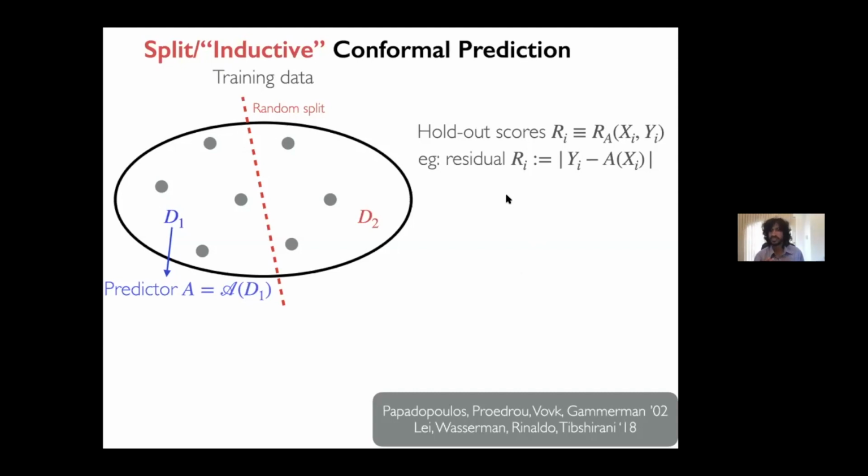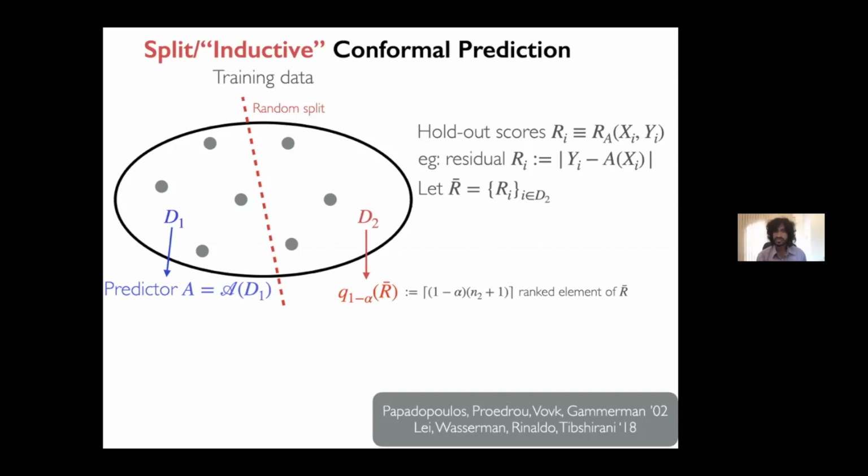One example of such a score is this residual, which is just yi minus A of xi, and I take the absolute value of the difference. As I said, it's easiest to think about real valued prediction for the moment. So these are held out residuals. Let R bar denote the set of all Ri's from D2. Now, using this D2, I'm going to calculate the 1 minus alpha quantile of R bar.